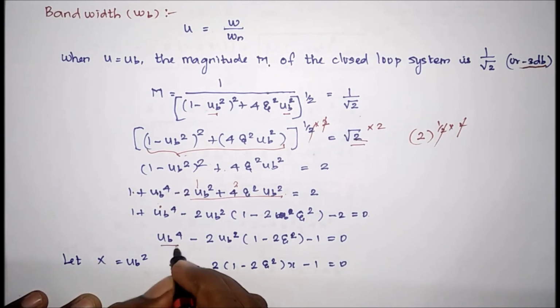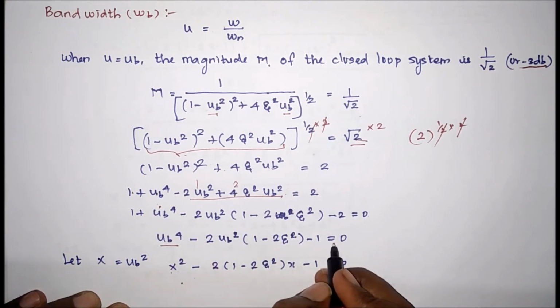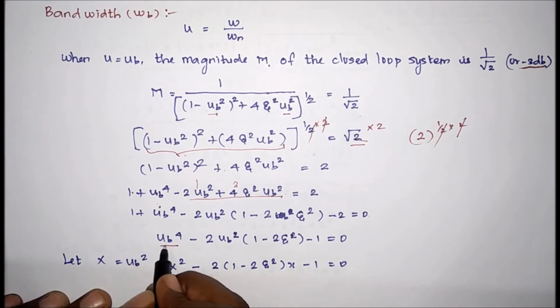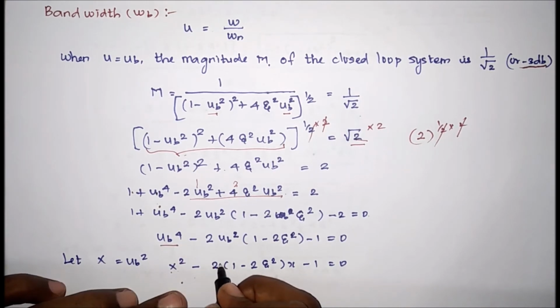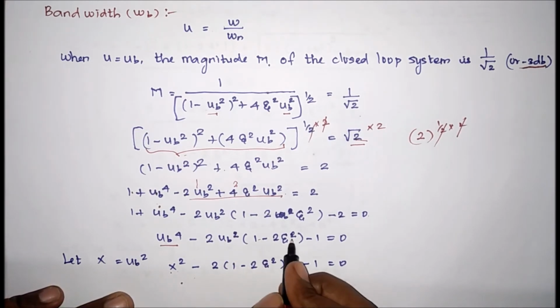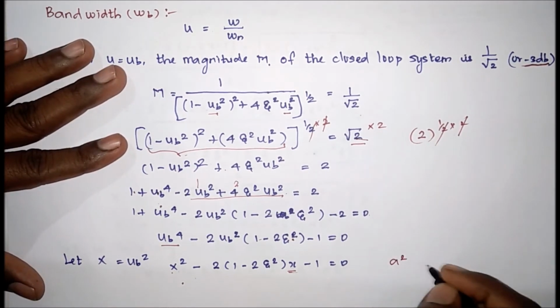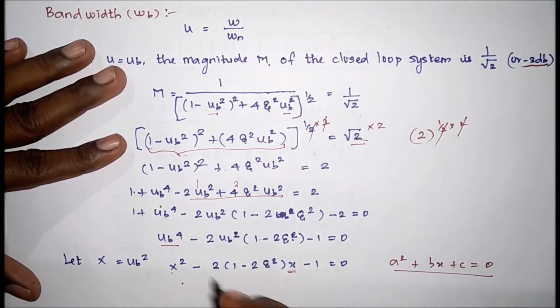So now we are going to consider ub square. Actually we are going to find the solution for this equation. So this is power 4, so we cannot directly get the solution. So for simplification we are going to consider ub square equal to x. So ub square equal to x means it will become x square. So this will become 2 into 1 minus 2 eta square into x, then the same term minus 1 equal to 0. So now it is like a quadratic equation, like a x square plus bx plus c equal to 0.